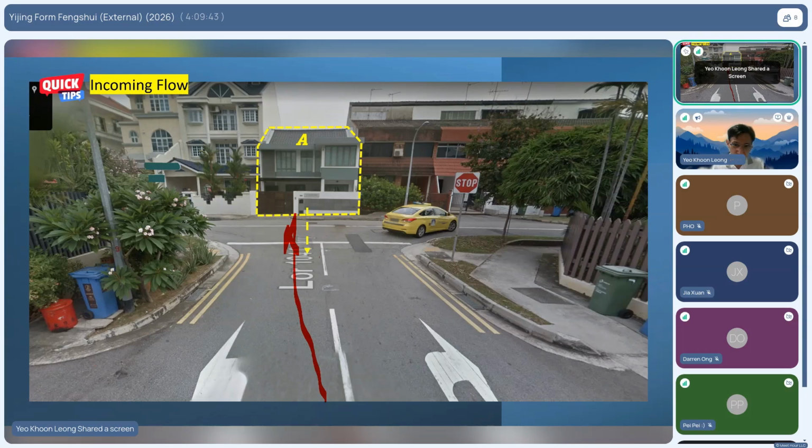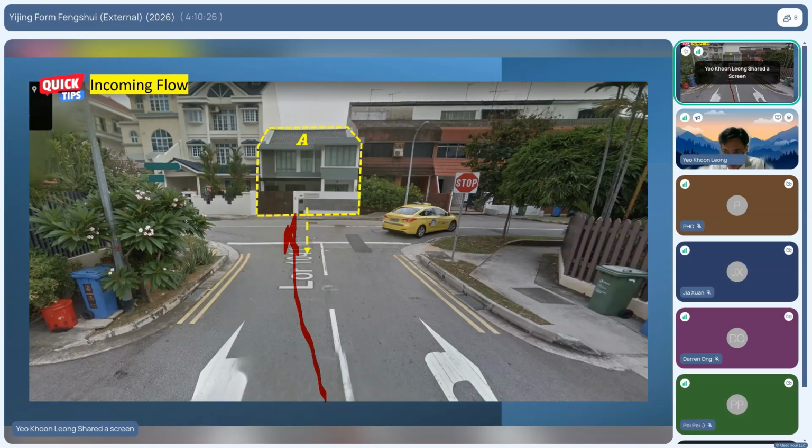So what should happen instead? Ideally, incoming flow should be meandering, like Singapore River, curving, cascading, so that qi can slow down, qi can settle, qi can gather at the bright hall or the catchment area. That's when it becomes usable wealth. If not managed properly, this kind of direct incoming flow, what's the impact? It can show up as accidents. It can show up as injuries. It can show up as sudden events. And in some cases, legal issues and legal disputes. Because the energy is simply too aggressive, too direct.